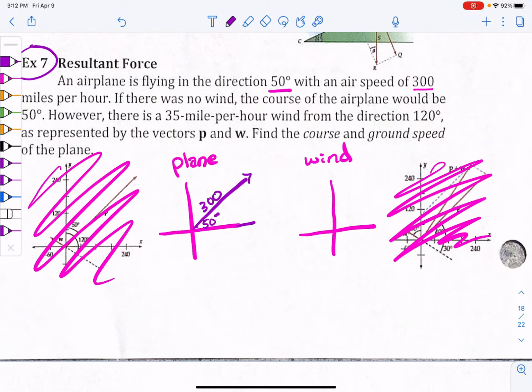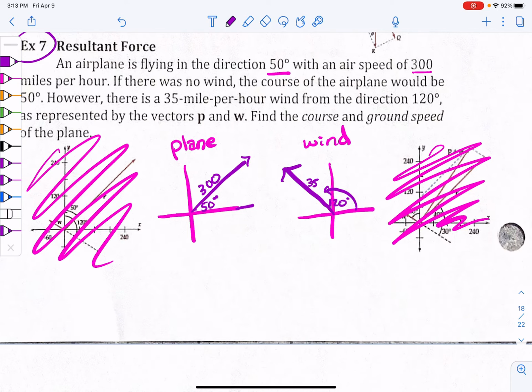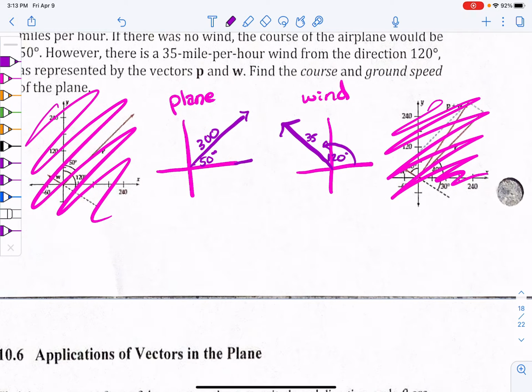Then the wind is going 35 miles per hour at a direction of 120, and 120 is going to push us in the second quadrant, so it's going like this, at 35 miles per hour at a direction of 120 degrees. So what we need to do is find the component form of this. So, component form.